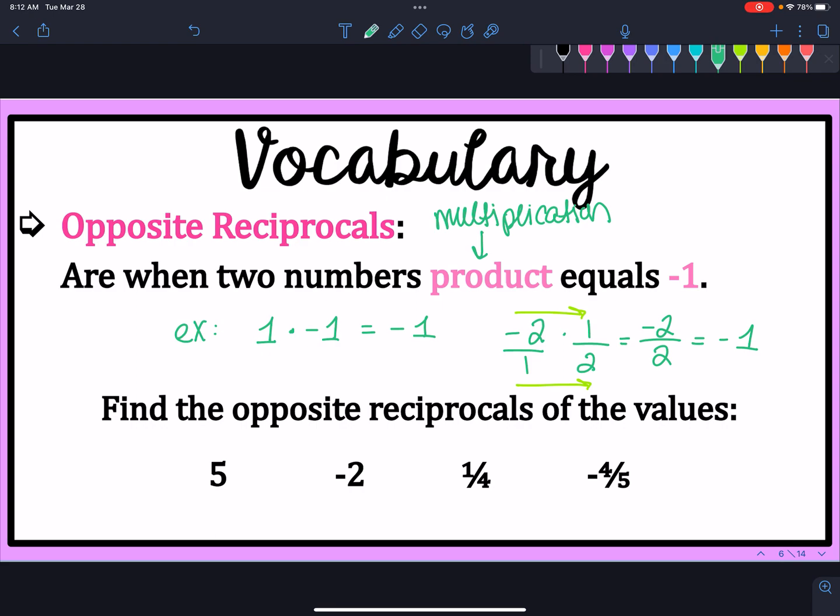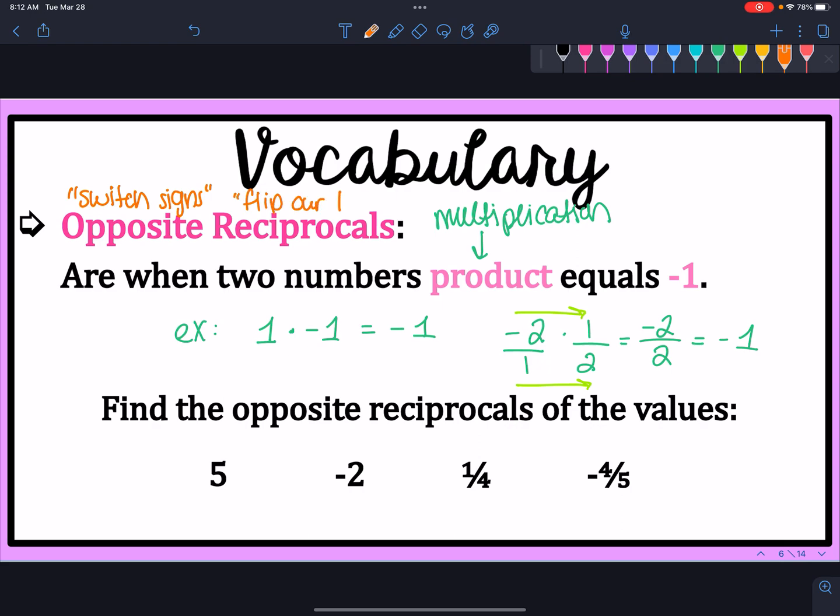There's a trick here. Let's look back at this example, okay? I had -2/1 and then +1/2. Opposite reciprocals. Opposite tells us we're going to switch signs. Reciprocal tells us we're going to flip our number. So this is switch signs, and we're going to flip our number.